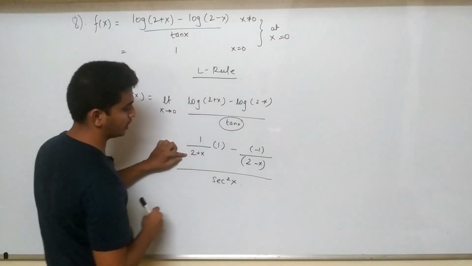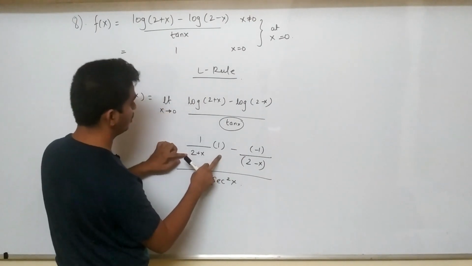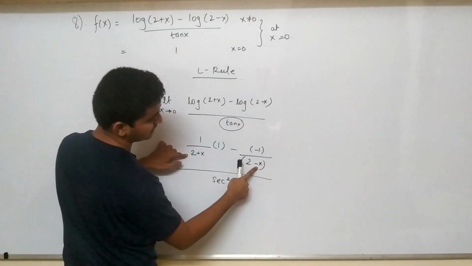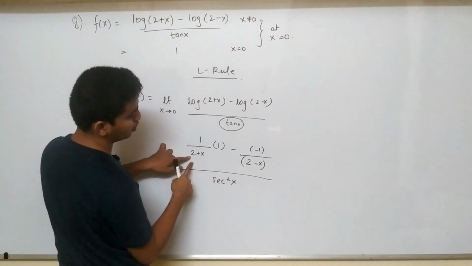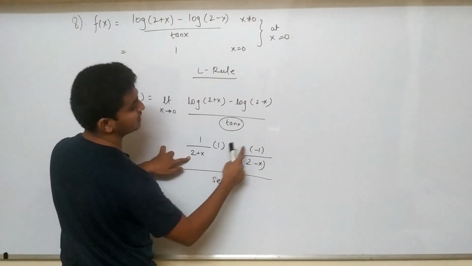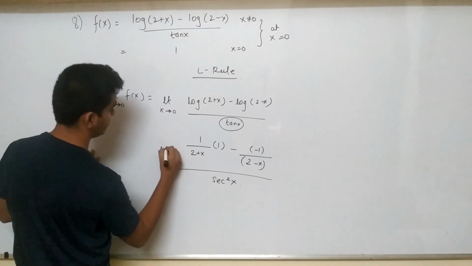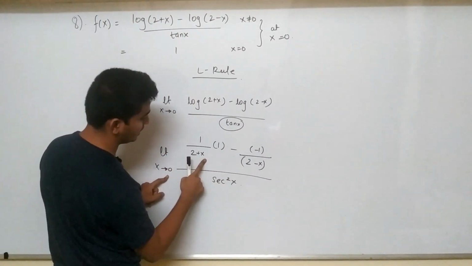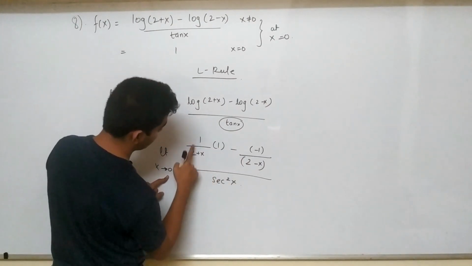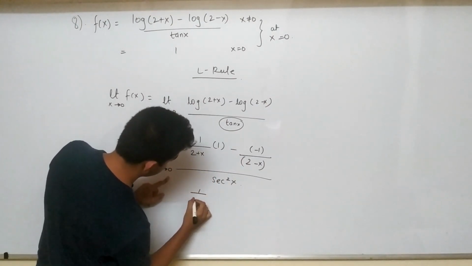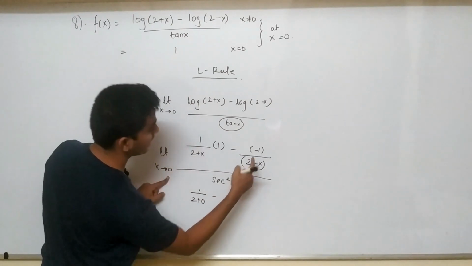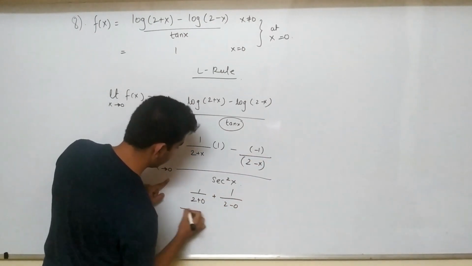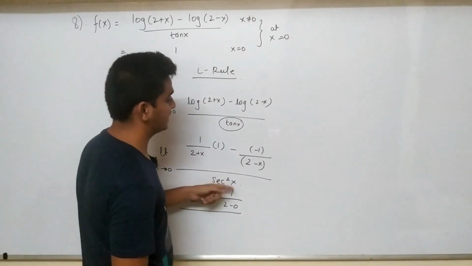Now watch carefully what is happening over here. Actually x is tending towards 0. So when you plug in 0 over here, you will get 1 upon 2, minus of minus, which is plus, 1 upon 2. So this is basically the limit as x tends to 0. When you plug in 0, what you'll get is 1 upon 2 plus 0, and minus of minus we will get plus 1 upon 2 minus 0, everything divided by, what is sec square x?